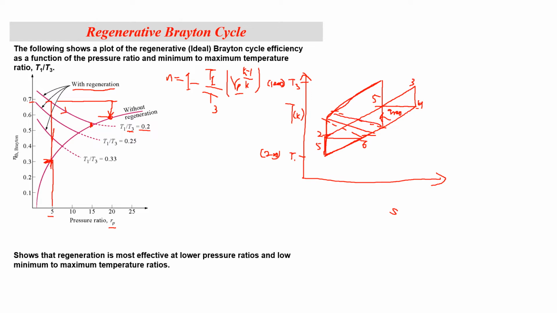So that means that for regeneration to be effective, you need higher temperature ratios. For example, if this was at 1500 Kelvin, then it would have been effective because now you would have more area available for regeneration. So this implies that regeneration is better at lower pressure ratios, because as you can see here, this allows you to have a wider region for the actual regeneration to take place.